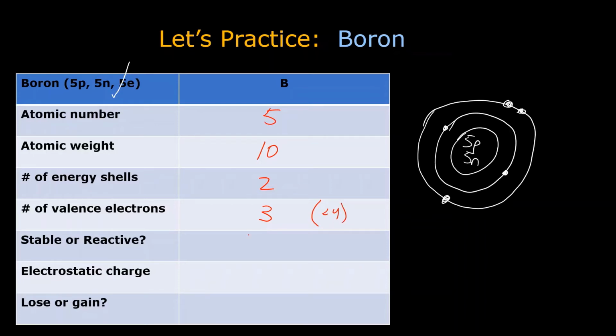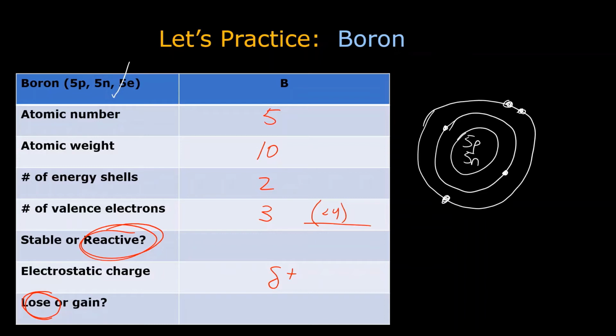Is it stable or reactive? Well, it's reactive because its valence is not full. And in this case, how would we get it full? Well, we could take away those 3, or we could add 5. Which would be easier to do? Take away 3, right? So it's more likely to lose. And we know the rule, if you have less than 4 and you're likely to lose, you're considered to be electropositive.